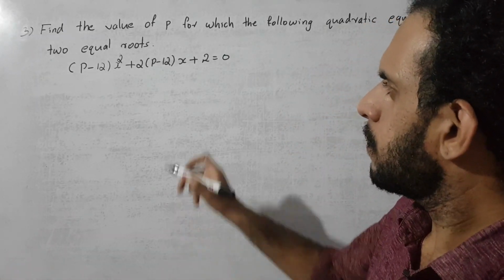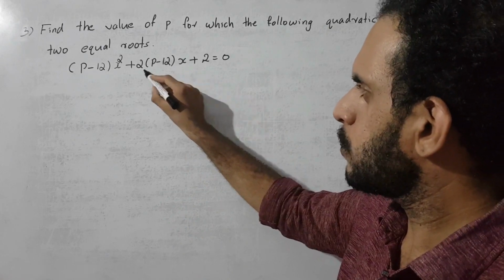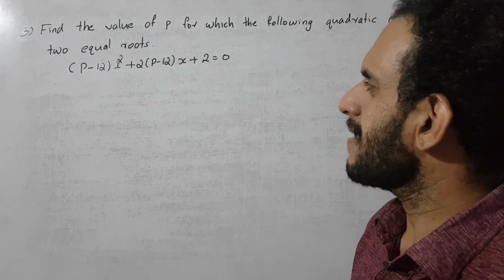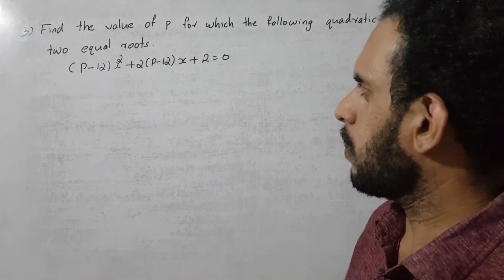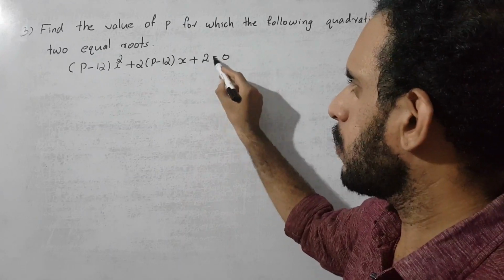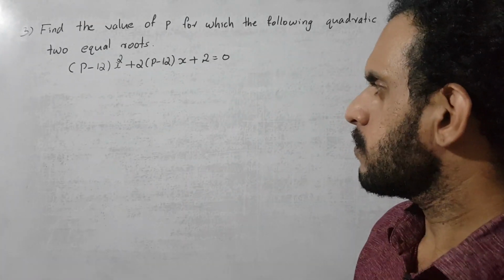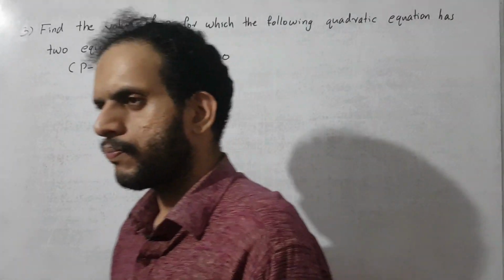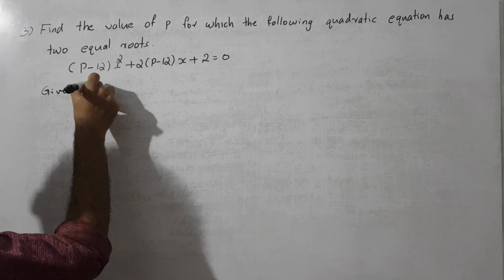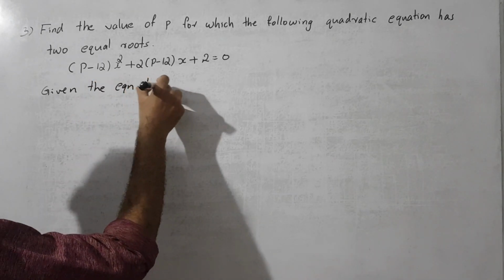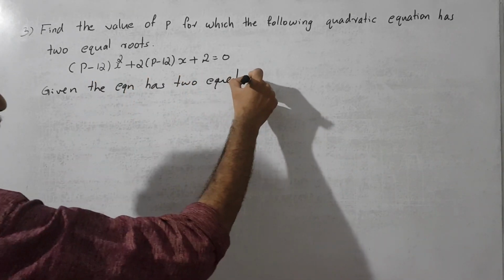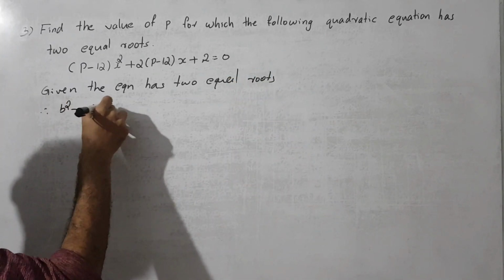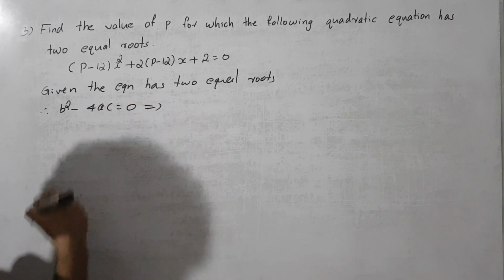Then what is b here? B is the coefficient of x, that means 2 into (p minus 12). What is a? A is p minus 12. What is c? C is equal to 2. Okay, then we start with b square minus 4ac is equal to 0. Given the equation has two equal roots, therefore b square minus 4ac is equal to 0, which implies what we get?